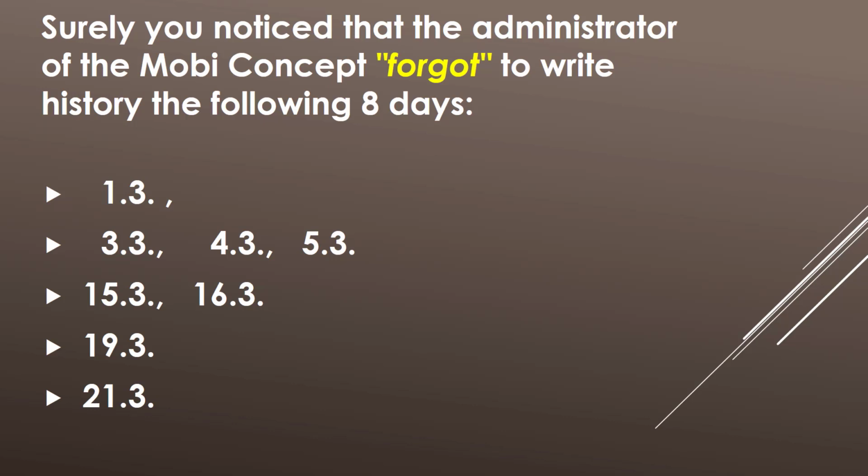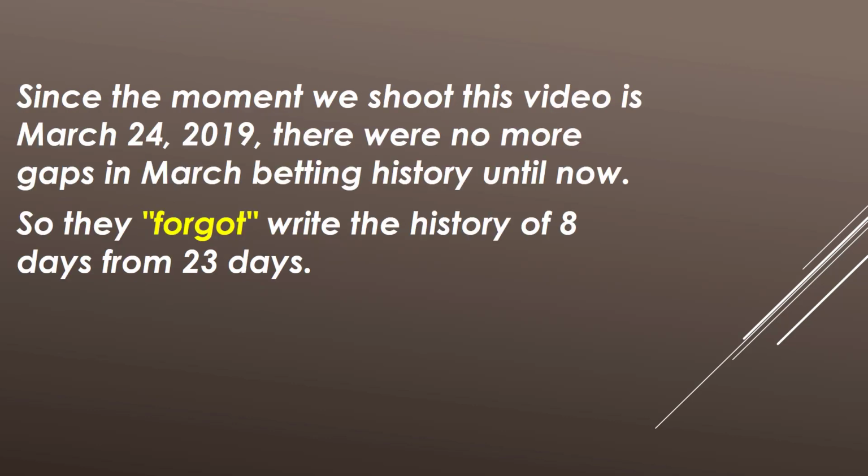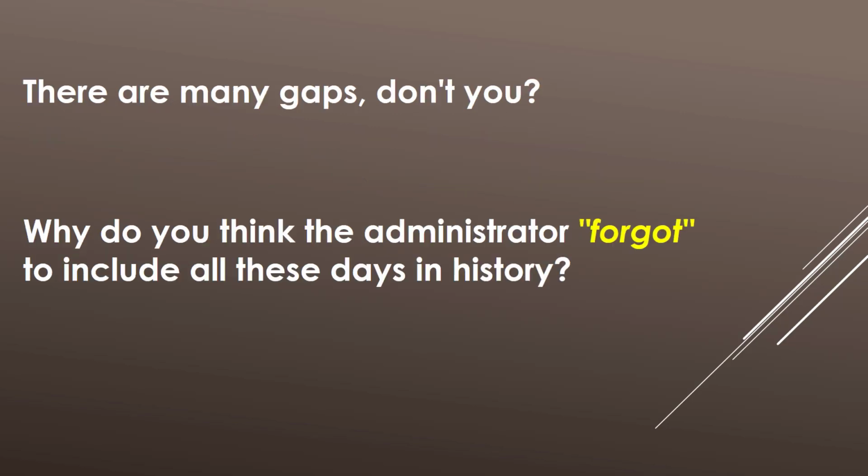the 1st of March, the 3rd of March, the 4th of March, the 5th of March, the 15th of March, the 16th of March, the 19th of March, the 21st of March. Since the moment we shot this video is March 24, 2019, there were no more gaps in March betting history until now. So they forgot to write the history of 8 days out of 23. There are many gaps, aren't there? Why do you think the administrator forgot to include all these days in history?